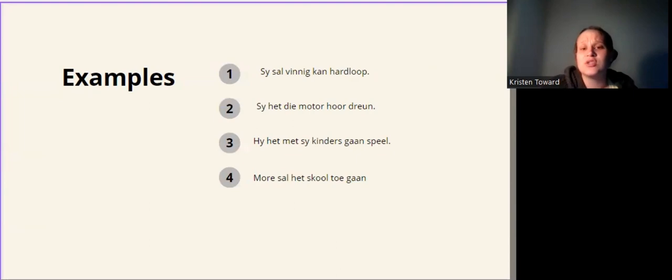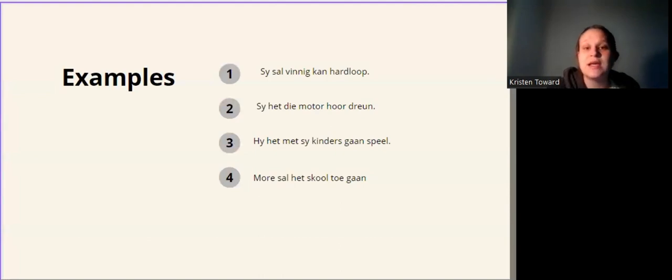So we have sy sal vinnig kan hardloop. Okay, so that is now our future tense. So she will be able to run. So now we need to reverse it and we need to say sy kan vinnig hardloop. So she can run fast. So we take our verb back and we remove our sal.